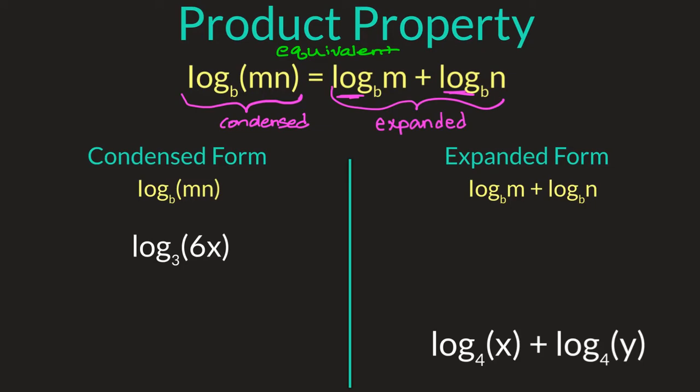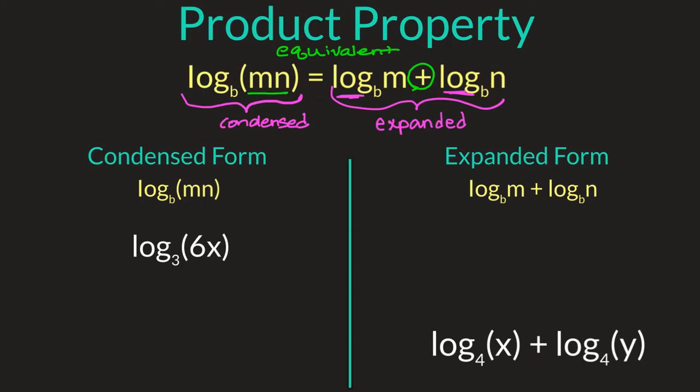Okay, so looking at this product property, let's talk about what the rule is. It is pretty much telling us that inside the parentheses, if I have two values being multiplied together, or it could be more than two, then when I break it apart into the expanded form, that multiplication is going to turn into addition. Just like if you remember your exponent rules, when we multiplied variables, we added our exponents. Logs are similar in that aspect. If we are multiplying variables, then when we break it apart, we're going to put it into addition.